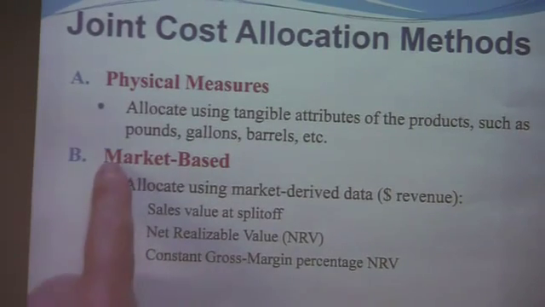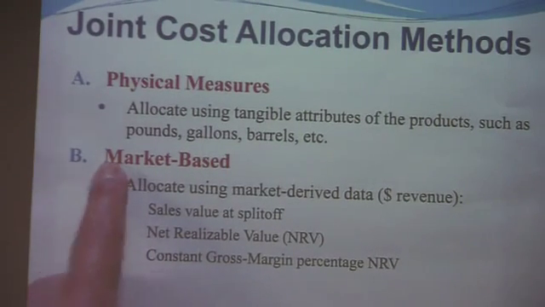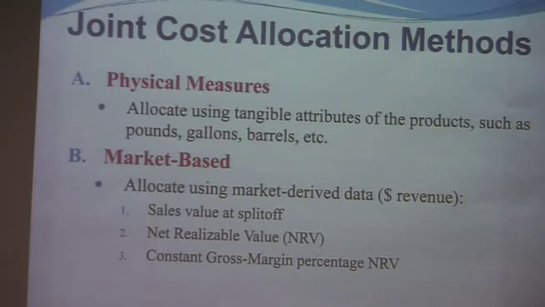The other one is called the market-based method. And the market-based method essentially allocates that joint cost, 144,000, based on 3 different types of market-driven data. The first one is the sales value at the split-off point. The second one is the net realizable value. And the third one is the constant gross margin percentage.